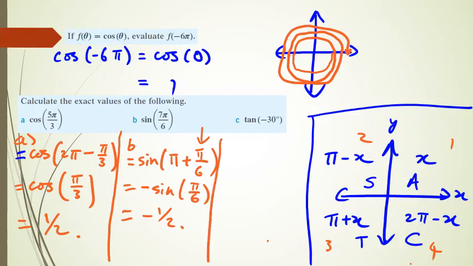Come on, gotta have it memorized. Gotta have it memorized.